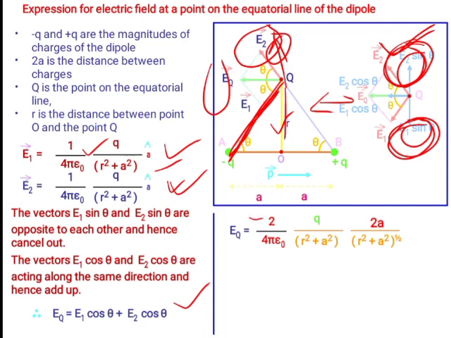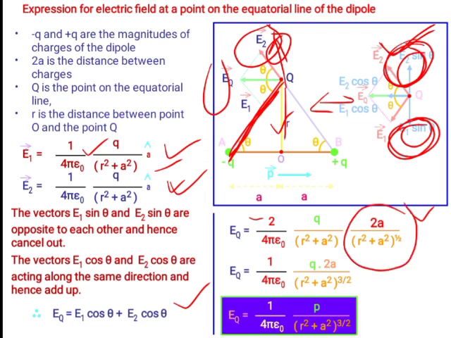Q is common, 4 pi epsilon naught is also common, R square plus A square. And this is 2A divided by R square plus A square raised to 1 by 2, because this is the cos theta value. So EQ is equal to 1 by 4 pi epsilon. After simplification of this, we will get this. Okay, how did we get this final expression? Let us understand step by step.